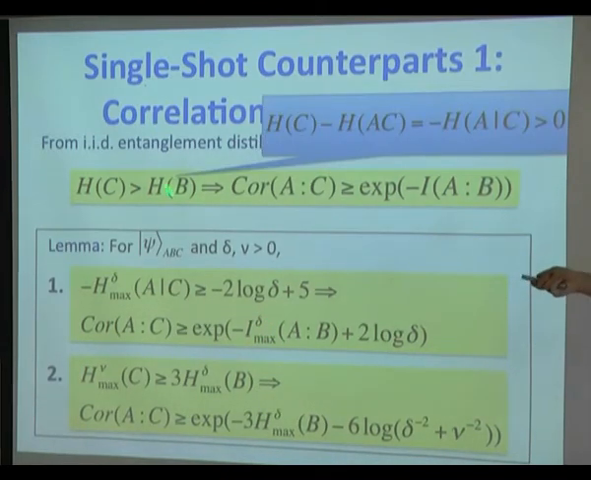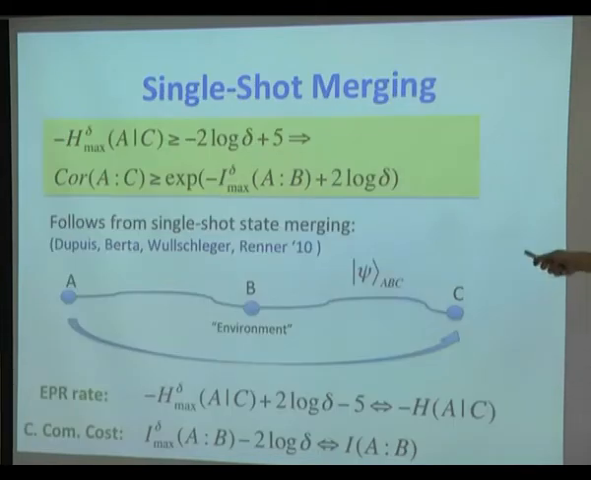So this is what I just mentioned. We can rewrite this as entropy of C minus entropy of AC. These two have the same entropy, B and AC. And this is minus the conditional entropy. Okay, so then this is what I mentioned. This follows from single shot merging in the same way as we did before. This is the EPR rates.